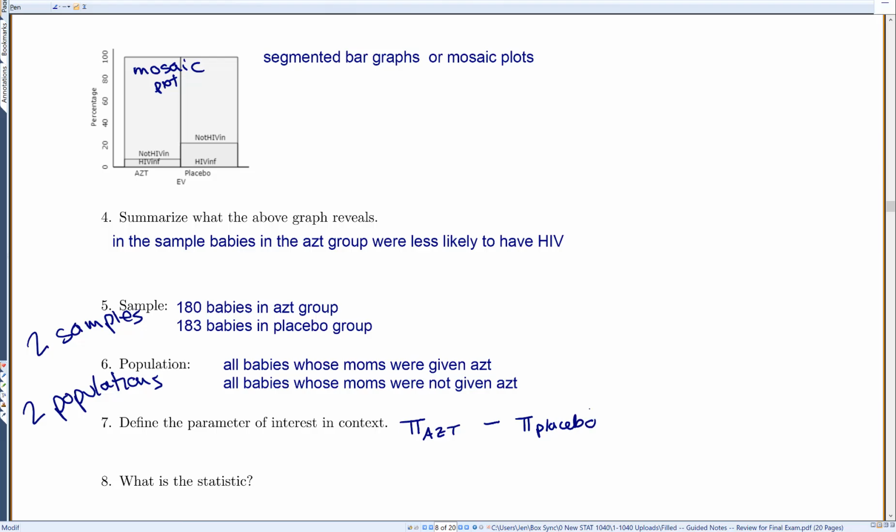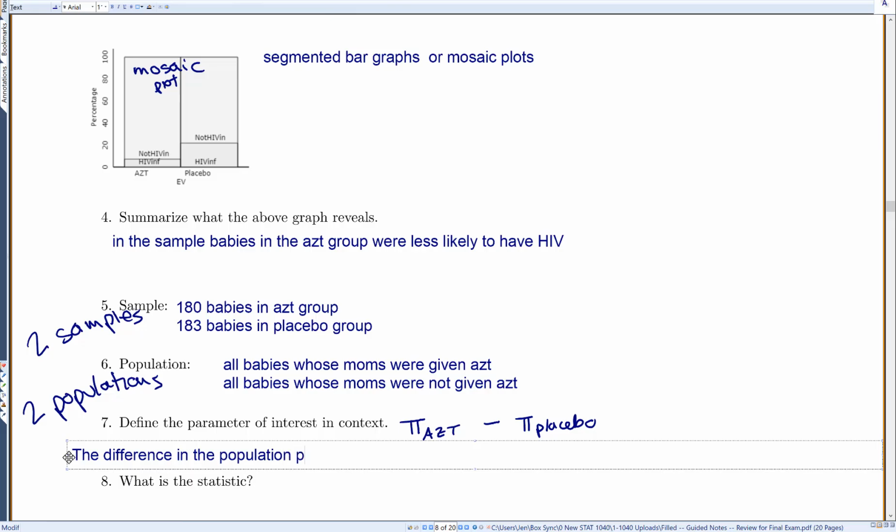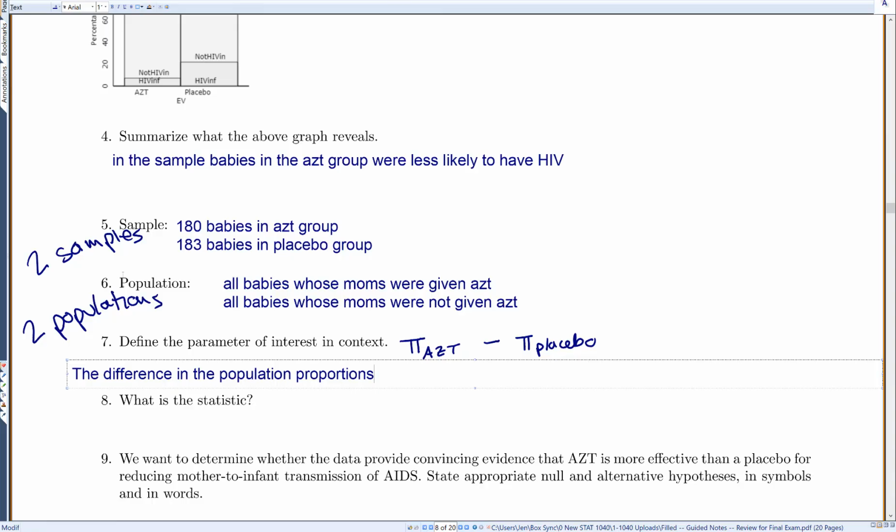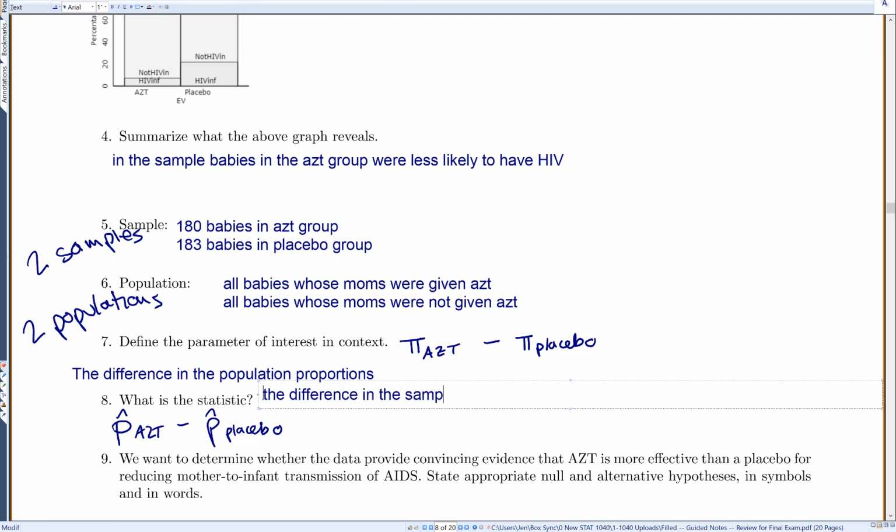Now, maybe you would have wanted to do them in a different order. I just did AZT first. Okay. So this would be the parameter I'd actually be interested in, or we want to look at the difference in the population proportions. And if I want to look at the statistic, well, that would be our sample proportion in the AZT group minus the sample proportion in the placebo group. Okay. So in words, it would be the difference in the sample proportions.